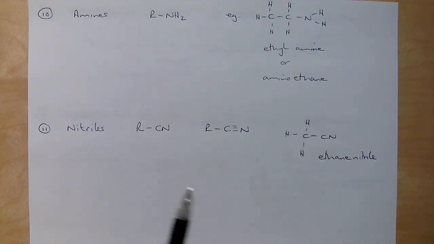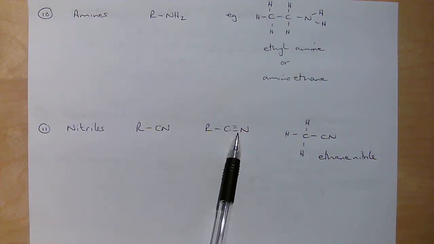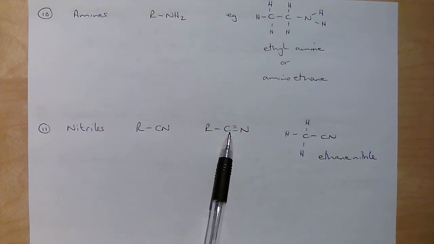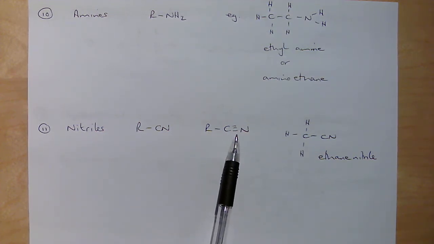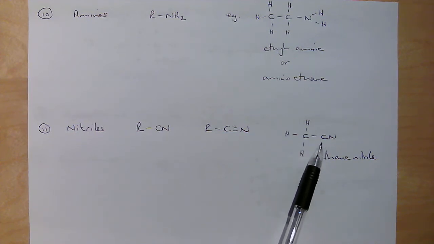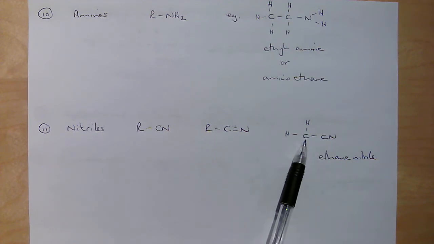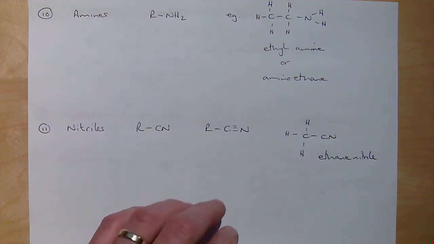Then we go to nitriles, RCN, C triple bond N attached to an alkyl group. Whenever you see CN in a molecule, you know it's a nitrile. You've just got to be a little bit careful when you name these, because that carbon does form part of the longest carbon chain. So 1 carbon, 2 carbons, so it's ethanenitrile.